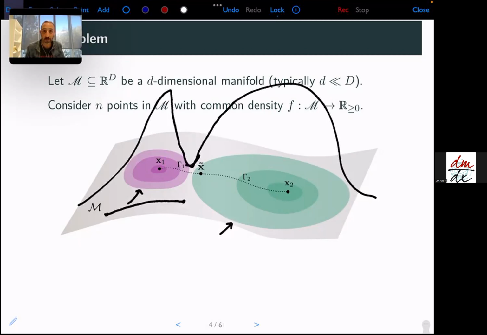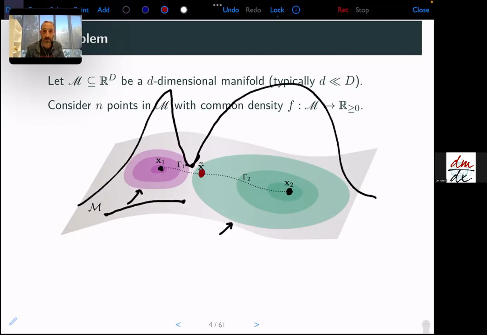So we would like another notion of distance, which takes into account the geometry. It will be some kind of geodesic, but we would like to also take into account the cloud of points, let's say the density of points. For example, in this situation we have x1, which is the center of one of the Gaussians, and x2, which is the center of the other one. And we have some point here that we call x tilde.